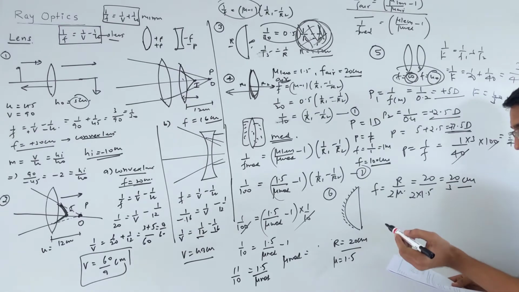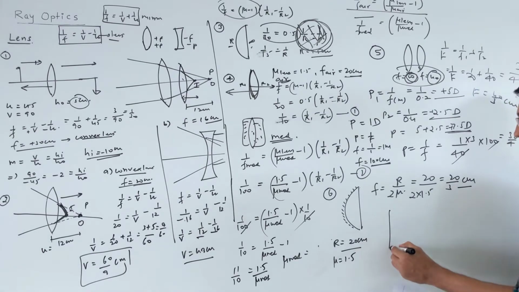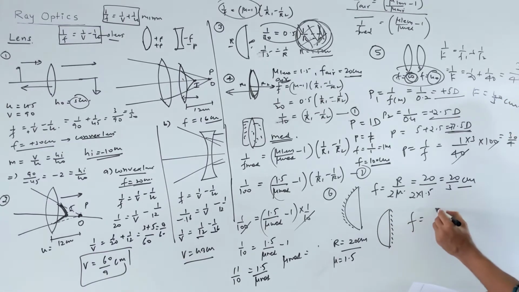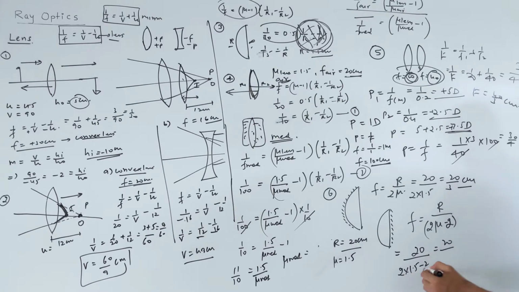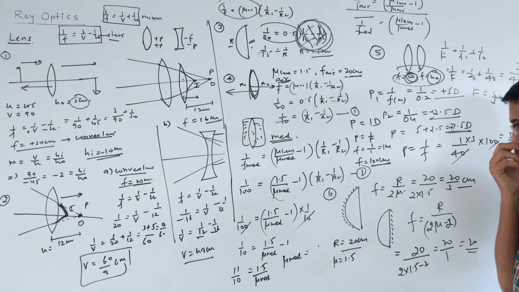Let's talk next. They said the plane surface is silvered. Same lens only, and this side is silvered. Then what is the formula? You know, F is equal to R upon 2 mu minus 2. This was the formula. Okay, let's put the values here. Radius of curvature again given as 20 centimeter only. 2 times mu is 1.5 times 2, which is 3, minus 2 is 1. So it's 20 only, right? Yes. Okay.